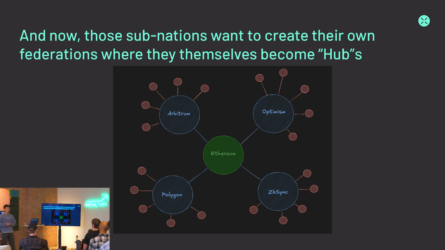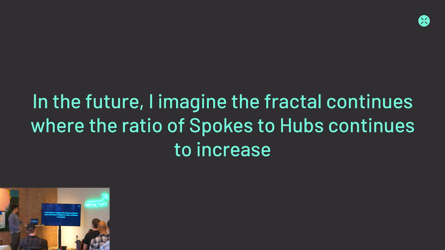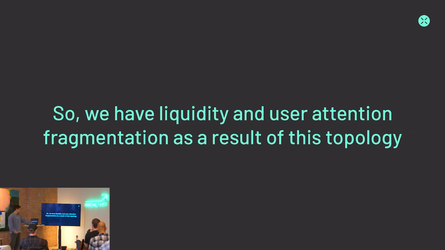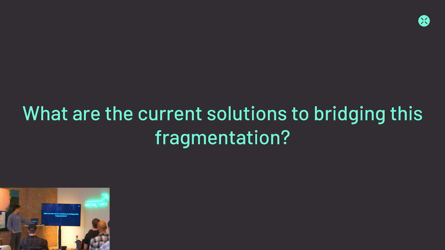I kind of visualize it as a pyramid, and it's going to keep fractaling down. And the hub chains like Arbitrum, Optimism, that are creating their own OP-Stack, Orbit chains, they're going to be relatively few compared to the spokes. And the ratio of spokes to hubs should keep increasing if this follows any natural process. So we have problems where we have liquidity and user attention fragmentation as a result of this topology.